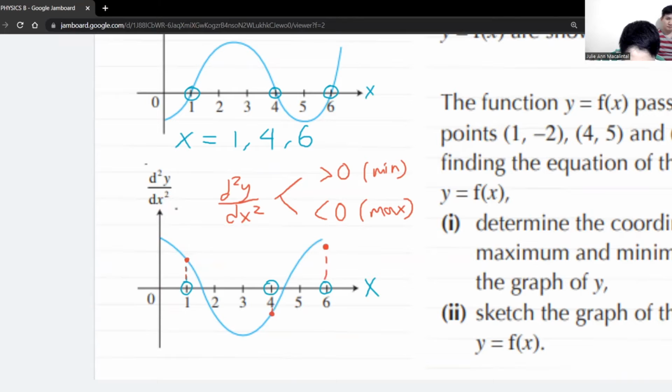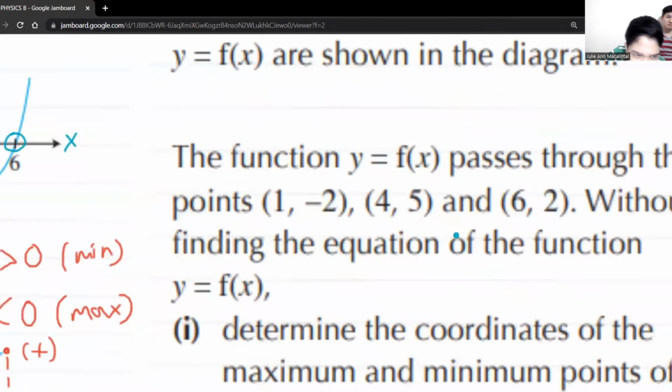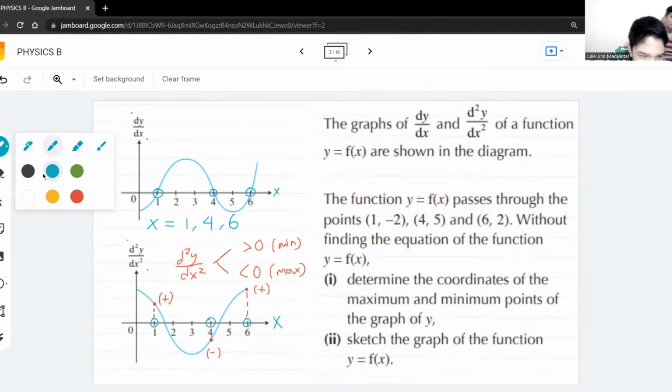and here it is negative, and here it is again positive. So it is positive, negative, and positive. Again, when it's greater than 0 or positive, then it is a minimum, and when it is less than 0, it is a maximum. Luckily, the problem already states the y values of the points 1, 4, and 6.